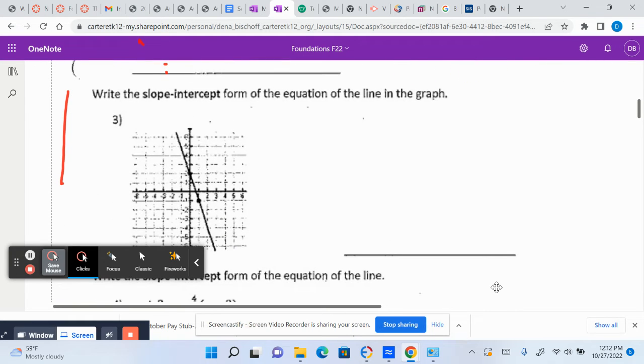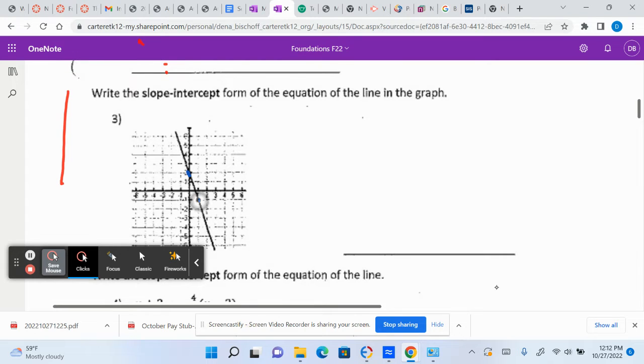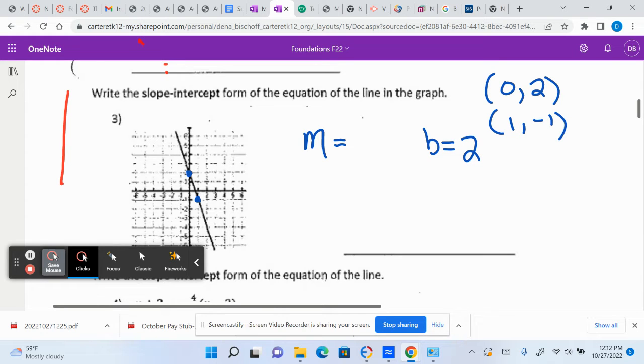Okay, number 3 says write the slope intercept form of the equation for the line, and I'm going to color in the 2 ordered pairs that you should be looking at. So we need to find out what b is, and we need to find out what m is. Go ahead. What you got, Gavin? The first one is 0, 2. Okay, that's awesome. And the second one is 1, negative 1. Do you know what the 0, 2 represents? Yeah, it's where you begin. So that means that's what b is, right?